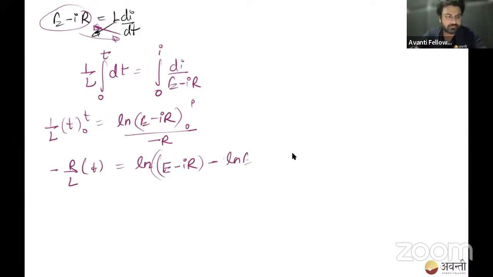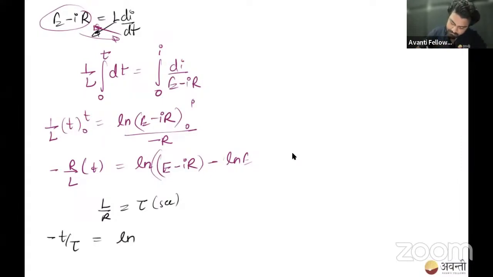One more thing here: there is something called the time constant. L by R is called the time constant, which is denoted by tau, in seconds. So in place of R by L, I can write 1 by tau. Here I will write minus t by tau is equal to ln of E minus IR upon E. ln something minus ln something is ln something upon something.